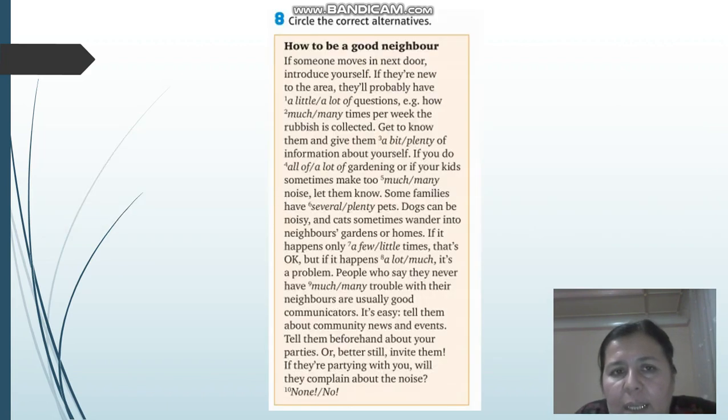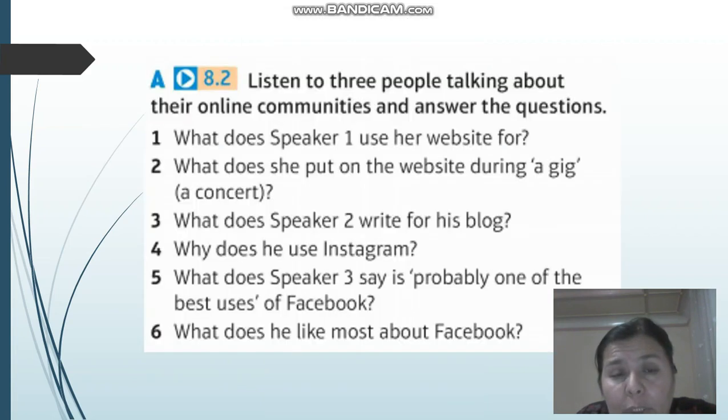Then in exercise 8, you see words of quantities. Circle the correct alternatives. To be a good neighbor, if someone moves in next door, introduce yourself. If they are new to the area, they'll probably have a little or a lot of questions. How much or how many times? And if you want to find information about quantities, you can find it in our Moodle.